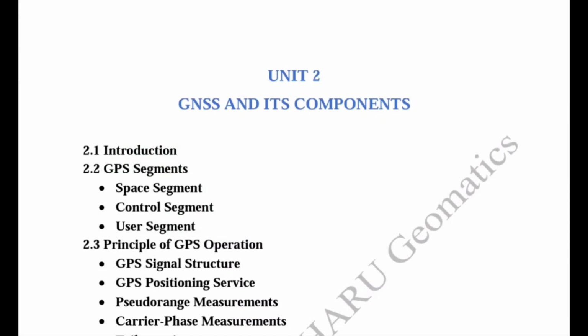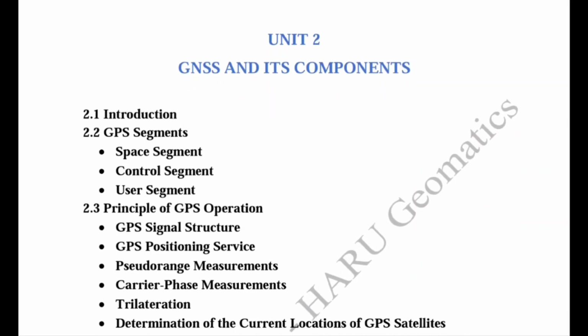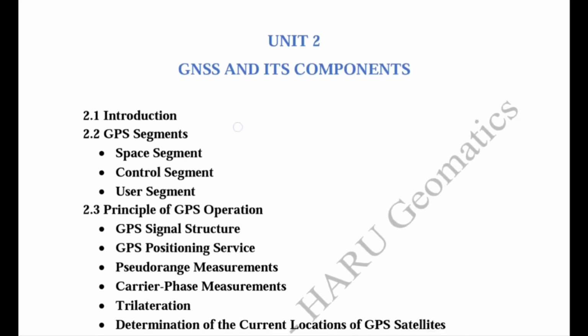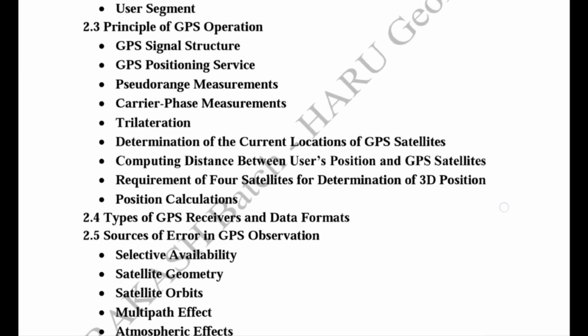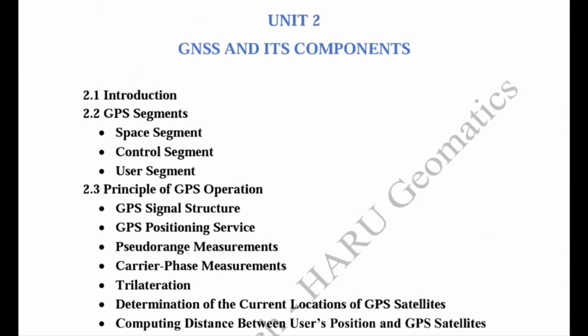In today's lecture we will start Unit 2, in which we will study GNSS and its components. In this unit we will study the GPS segments and the introduction of GNSS. We already know there are three types of GPS segments, so we can say their components: the space segment, the control segment, and the user segment. We had an overview in the previous lectures, but today we will explain these three segments.